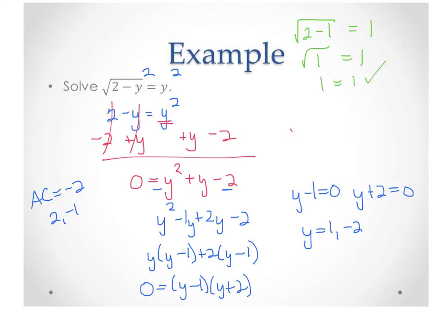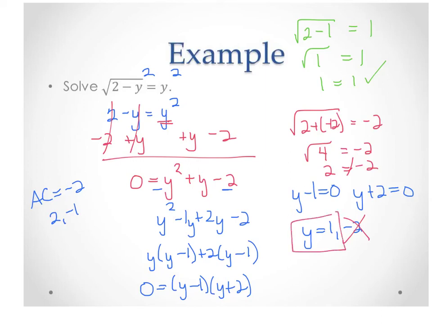If we check negative 2, we're going to get 4. We're going to get 2 equals negative 2. That does not work. That's called an extraneous solution. So negative 2 is not a solution. You really have to check it when you're dealing with negatives and square roots, because you can't have a negative under a square root and you can't have a square root equal to a negative. So this one actually only has one answer.